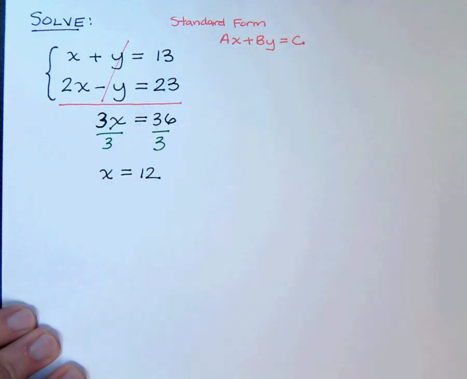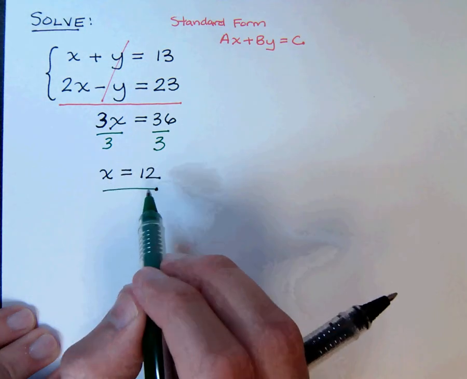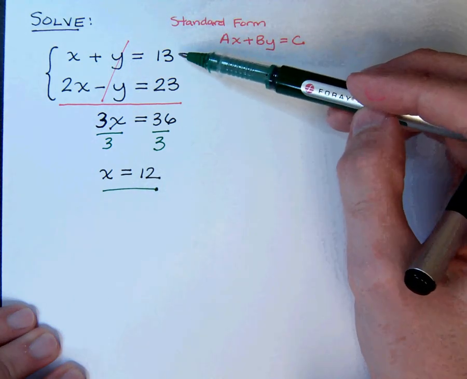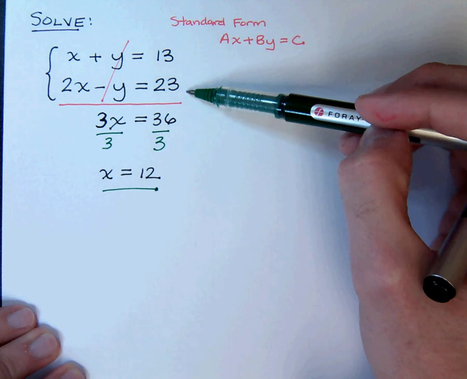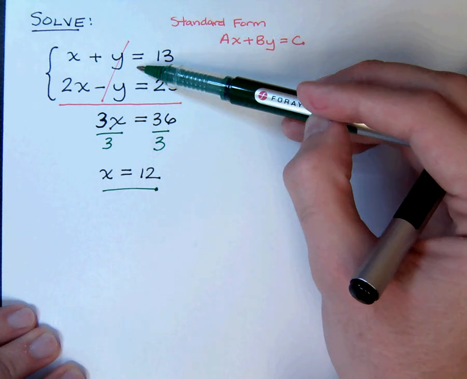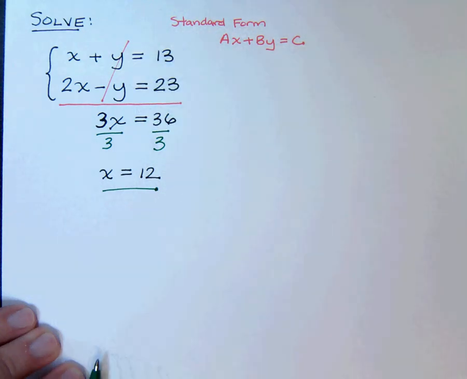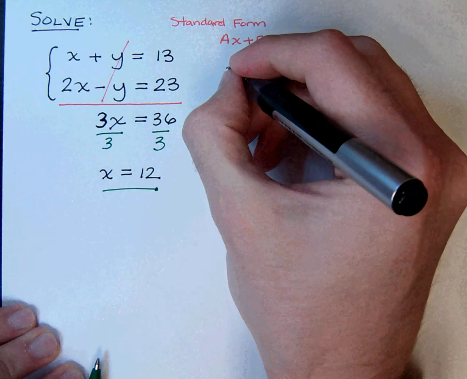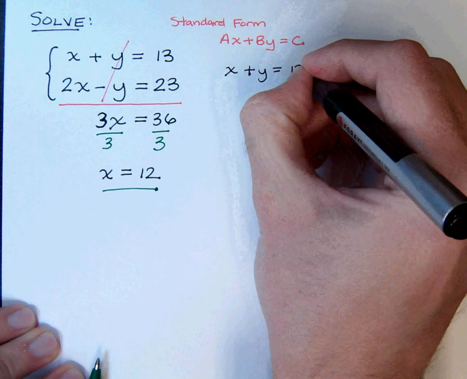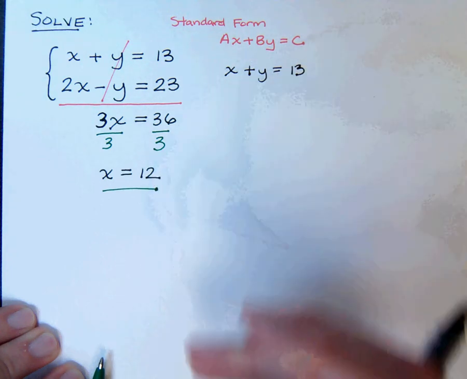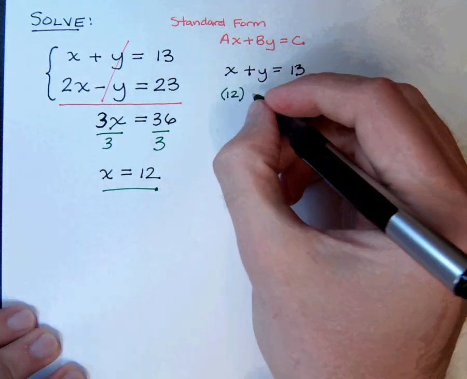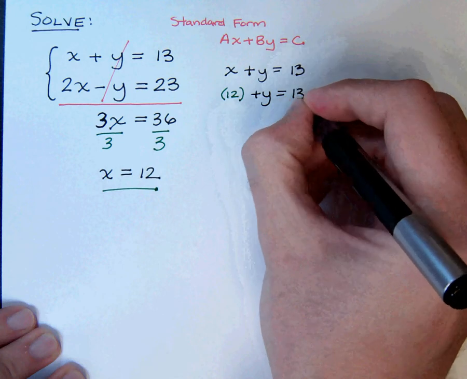Alright, so we're mostly done. We have x equals 12, we just need to find out what the y is. Well, I have the choice of plugging the x into either the first or the second equation. Since the y here is a positive 1, I'm probably going to plug it in here because I need to find the y, and that should be the easiest route. So, x plus y, instead of the x, I'm going to replace that with what I found here, which is 12. Replace the x by 12, and now we solve for y.